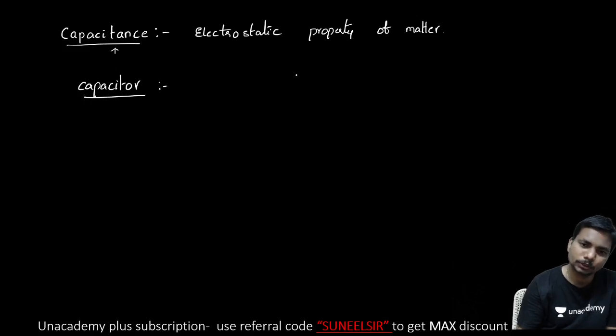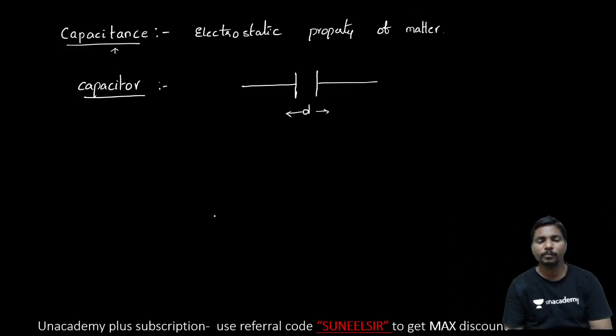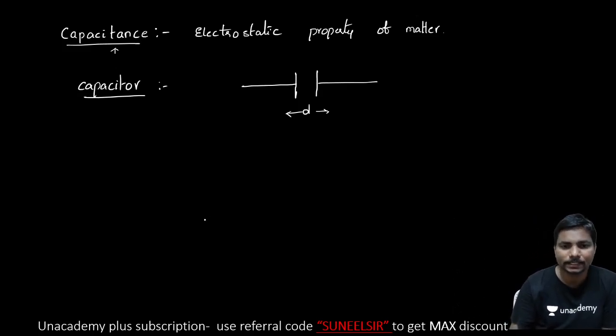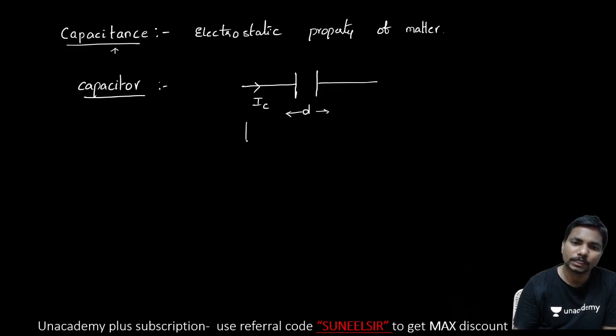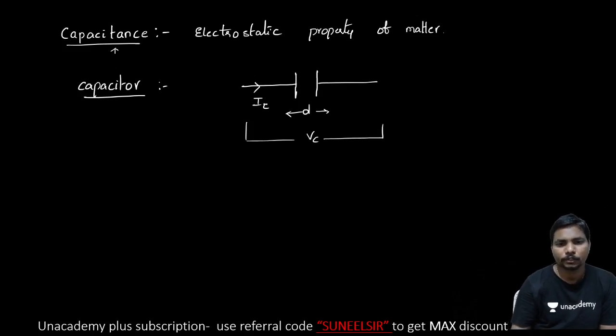If you displace two charged plates, one charged plate and another charged plate, with a distance d, by air or through any medium, any dielectric, then capacitance will be formed. Then the current through the capacitance, let us take IC, and if you apply a voltage across this, it is VC.